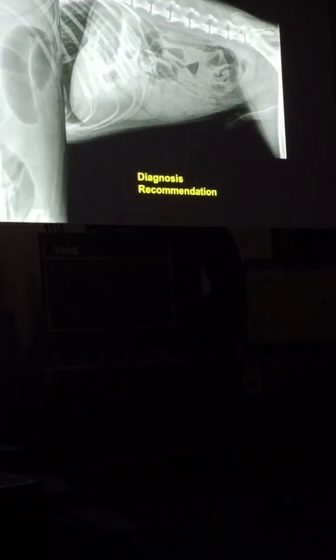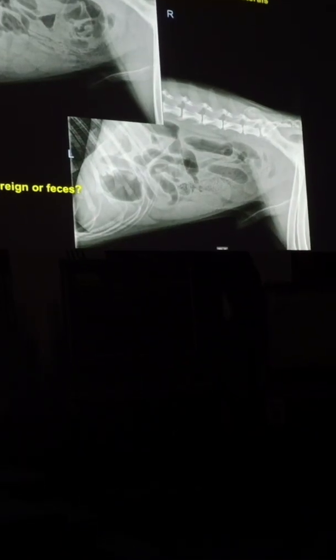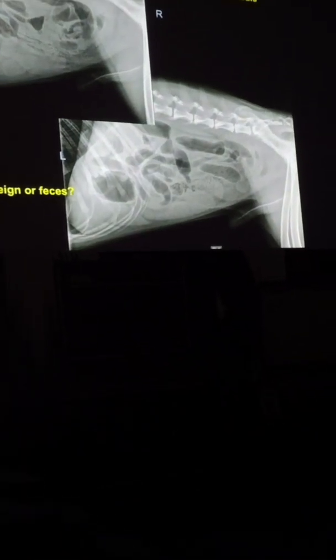So the first thing I would recommend in a dog like this is to use the right lateral. Here's our right lateral we just looked at. Here's our left lateral.